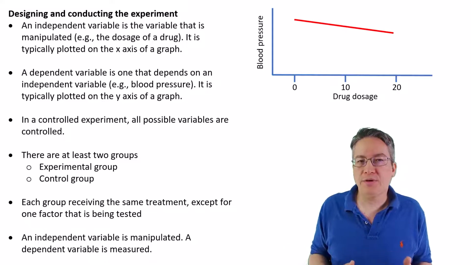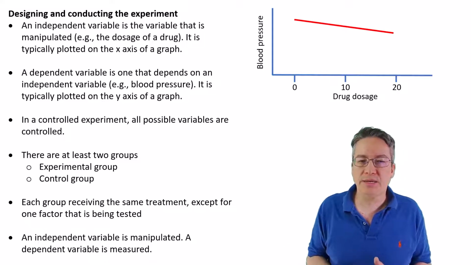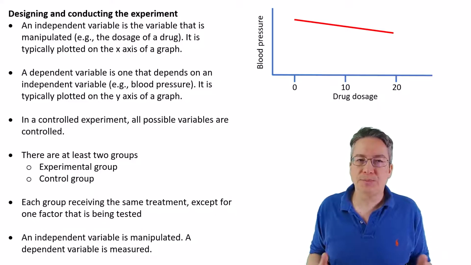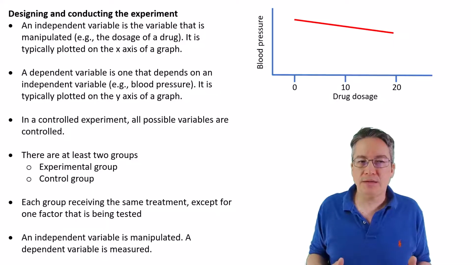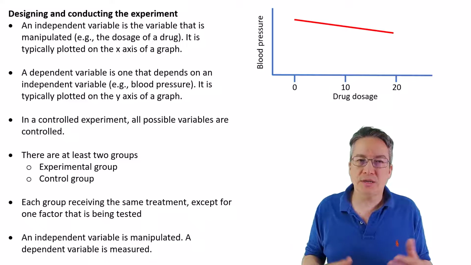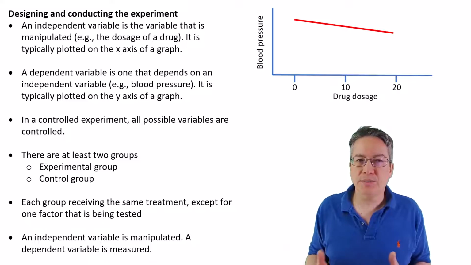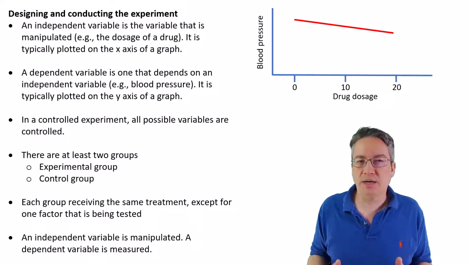Now the independent variable is typically plotted on the x-axis of a graph. If we look at the graph that I've made here, we have drug dosage. I didn't put the units in here, but we have three different dosages, 0, 10, and 20. And then, okay, if that's the independent variable, what's the dependent variable? Well, the dependent variable is the variable that depends on the independent variable. So depending on what the level of the drug dosage is, we may have different effects.